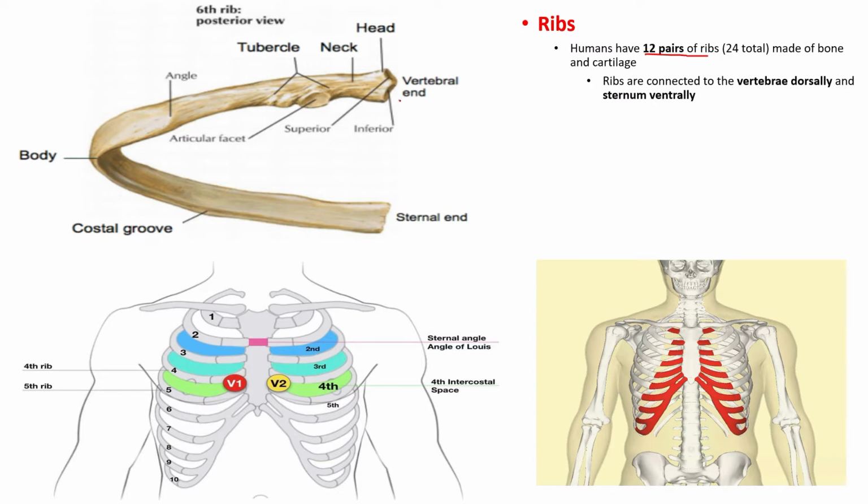The ribs have a vertebral end, which is dorsally located, that connects to the vertebra, and there's also a sternal end. So the sternal end will connect to cartilage that ultimately connects to the sternum, and this is the ventral side.